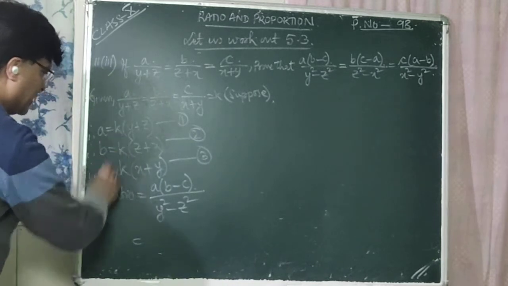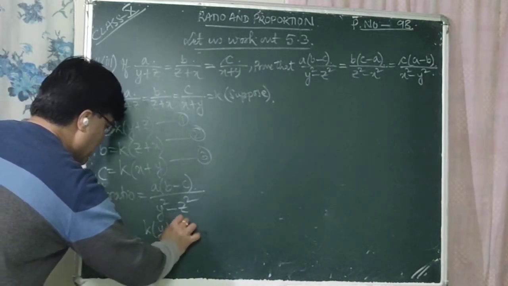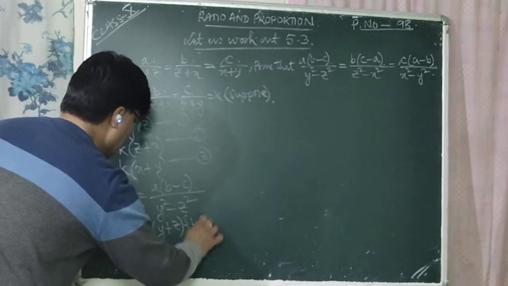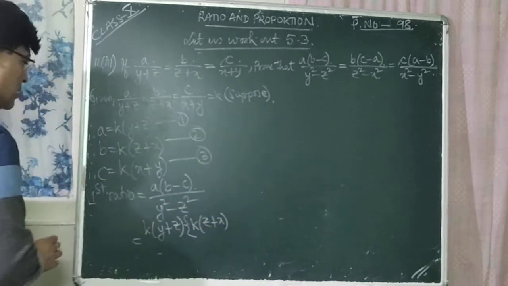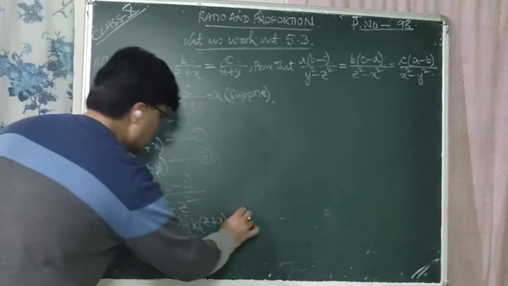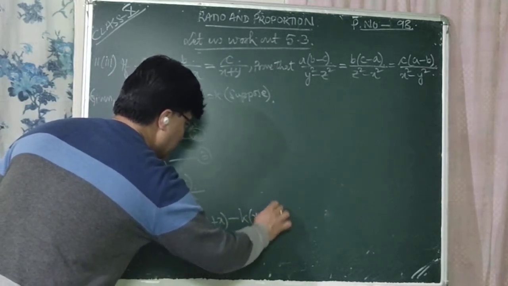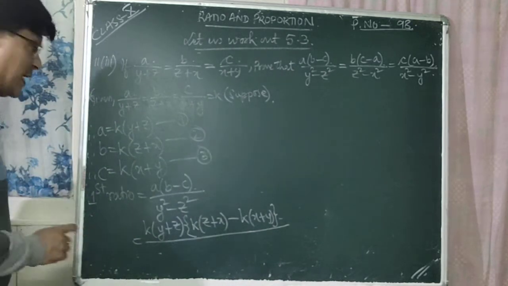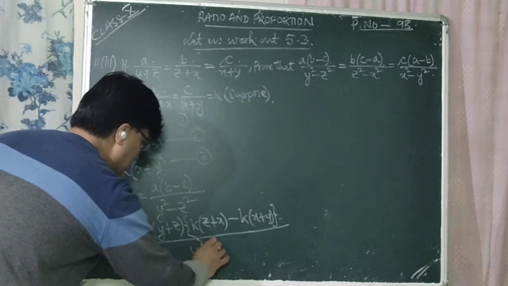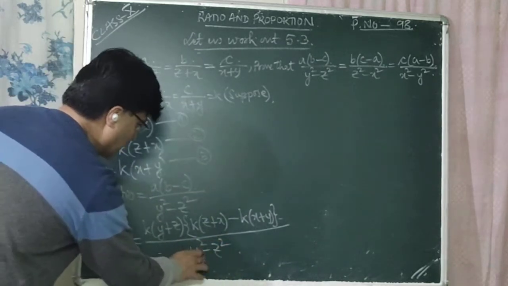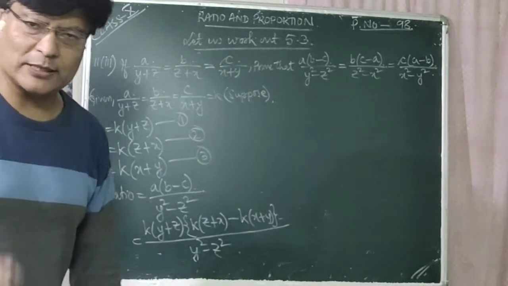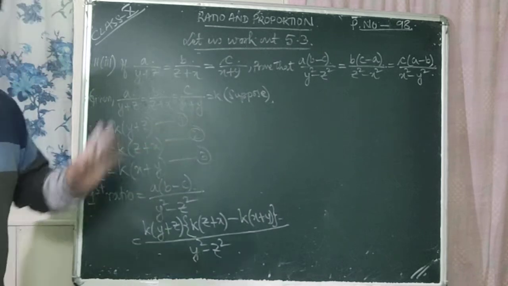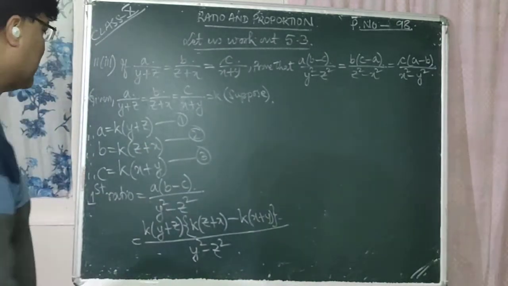So let us put the value. What was the value for a? It is k into y plus z, right? And within second bracket, what is the value for b? k into z plus x. Then minus, what is c? k into x plus y, second bracket close, whole divided by, denominator remains same, that is y square minus z square. Just in this case we are putting the values of a, b and c from 1, 2 and 3. Okay. So let us simplify the numerator now.